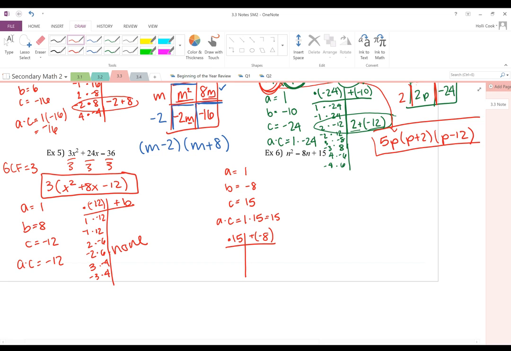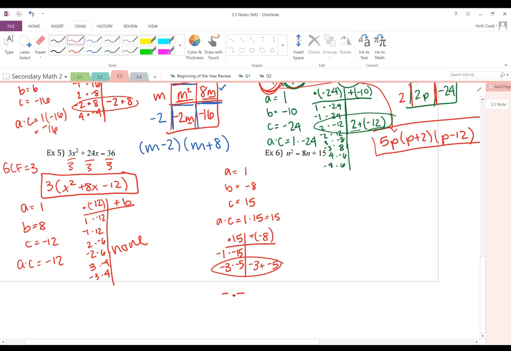Well, remember, negative times a negative gets us that positive, and if we add those two negatives together, we'll get our negative number. So we're going to check all of our negative numbers. Actually, -2 doesn't go into it. -3 and -5. So those are all the things that multiply to 15. And if you do -3 plus -5, that's going to add up to -8.